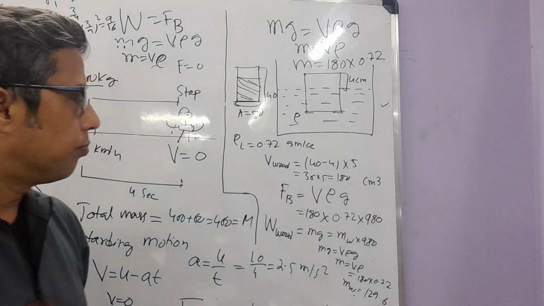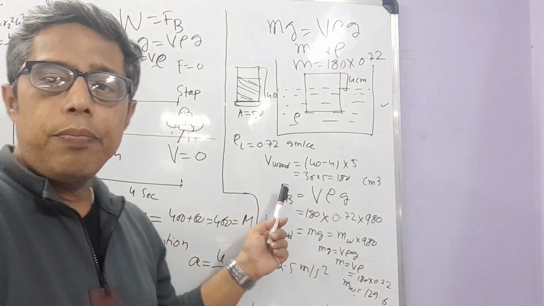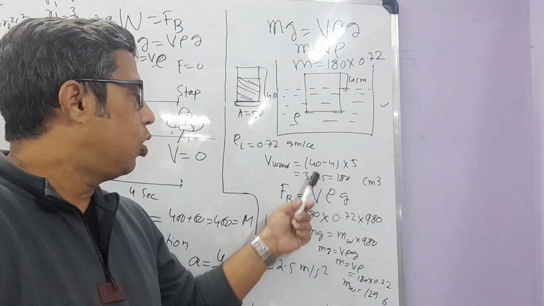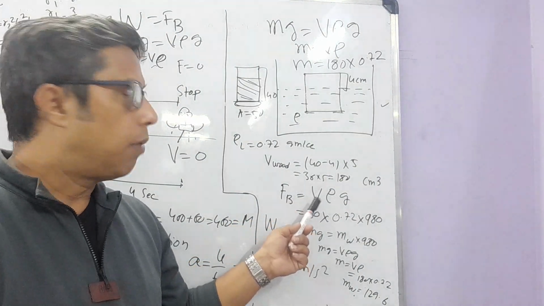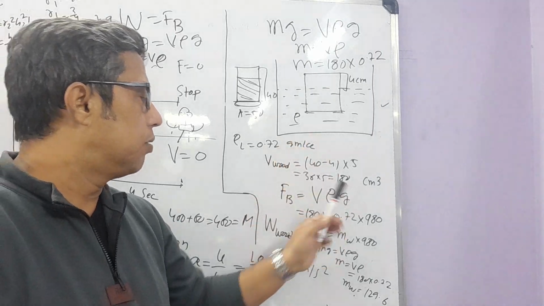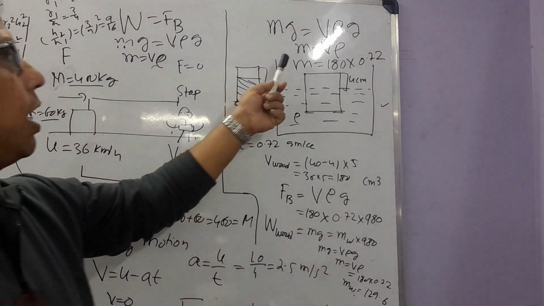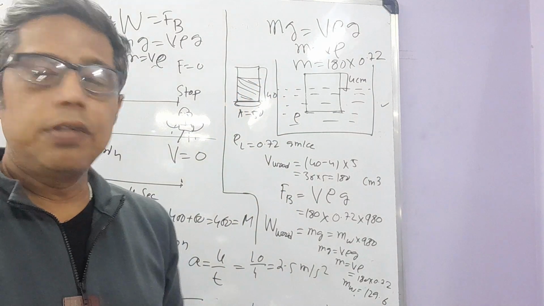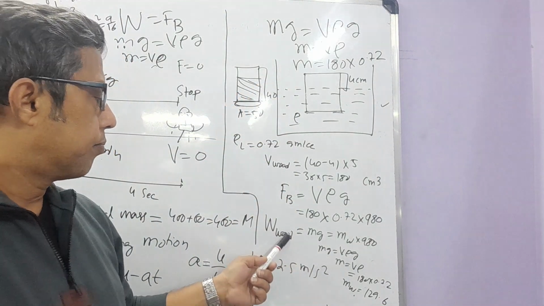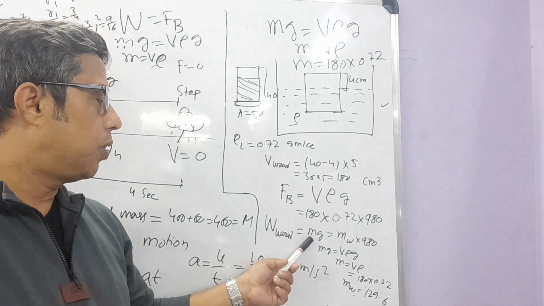So this volume, now what is FB, the force of buoyancy? It is the volume of the displaced liquid multiplied by the density of the liquid into g. This part equalizes the weight of the wood. Now if you see here, mg is equal to the actual mass of the wood and g.